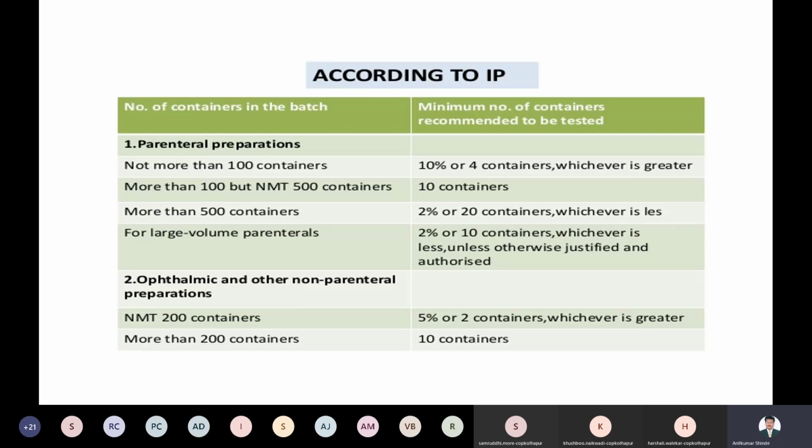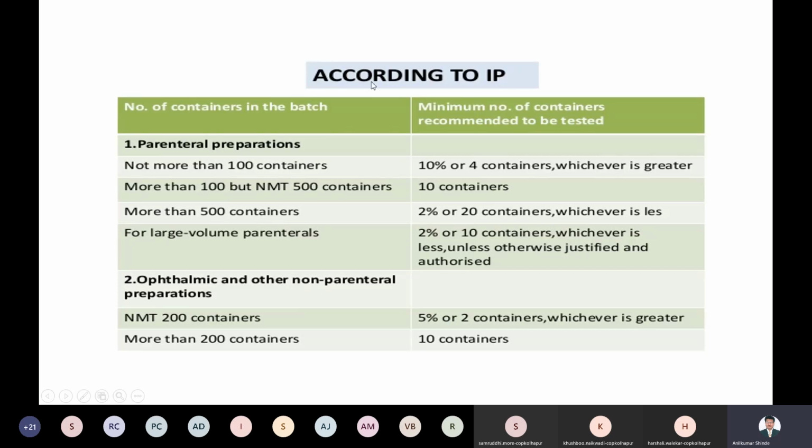Right, more than 500 and not more than 1000. Understand it. So you can take 20 containers from the 500 containers that are there. So this is for the small volume parenteral, those who have prepared injections, you can take that.